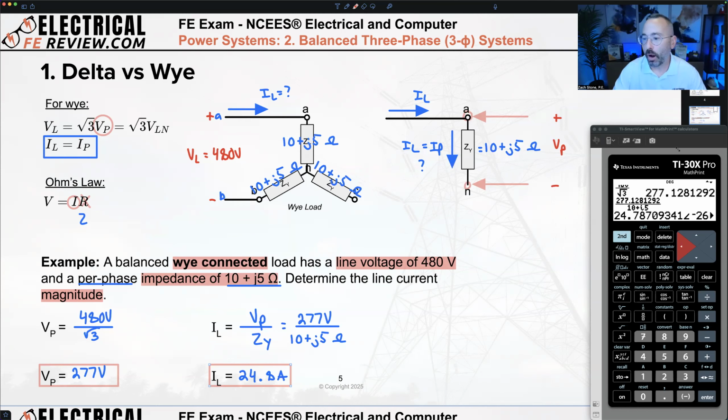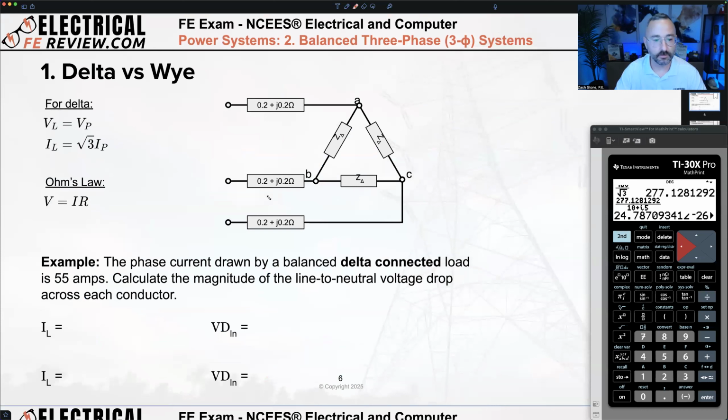All right, that's a Y connection. Let's try a delta connection. Here's our example. The phase current drawn by a balanced delta connected load is 55 amps. Calculate the magnitude of the line to neutral voltage drop across each conductor. Now, this is a fun one. We're tying in delta connections from balanced three-phase systems into voltage drop, which is also part of the exam specifications.